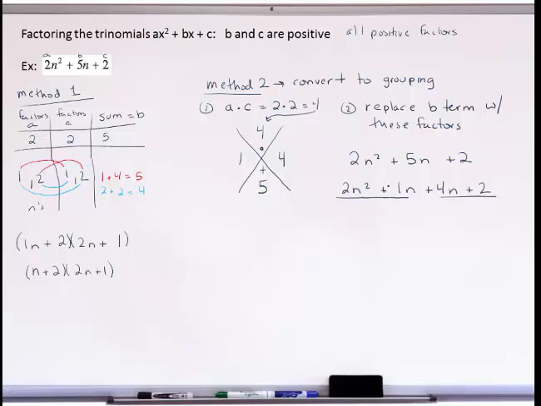From 2n squared and 1n, I can factor out an n. From 4n and 2, I can factor out a 2. There should be an n right there. And I get n plus 2 times 2n plus 1. And as you can see, I get the same factors, it's just a different method. And for some people, the table will be easier. For some people, the conversion will be easier. It's a matter of preference. You can use either method.